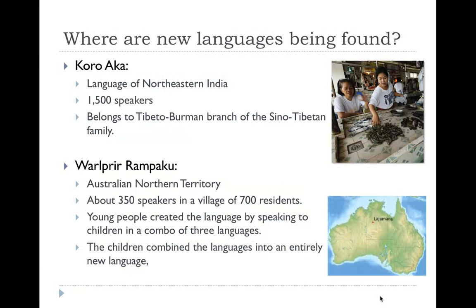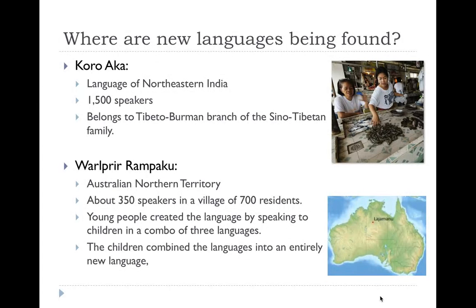We also see that there are new languages being found around the world, and there's a couple of good examples here. Koro Aka was a language of northeastern India that has about 1,500 speakers, and this was discovered in the last few years. It actually belongs to the Tibeto-Burman branch of the Sino-Tibetan family, and it was found in a village in northeastern India. Again, very few speakers, but in that village they have this distinct language.